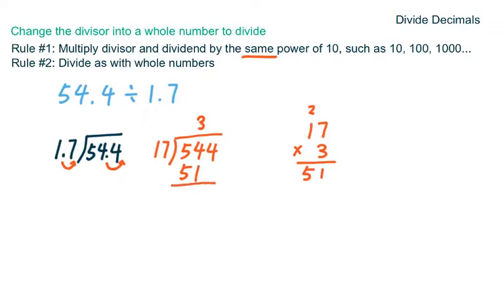54 minus 51 is 3. So we'll write 3 here, and we bring down the 4. So we have 17 goes into 34. And we will have exactly 34. And 34 minus 34 is 0. So the answer of this problem is a whole number, 32.